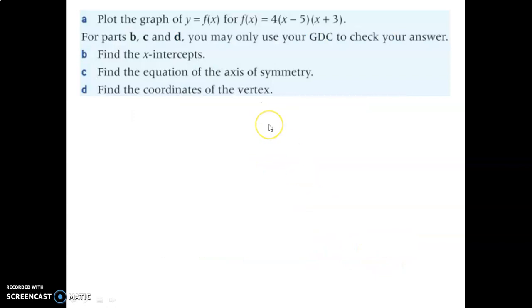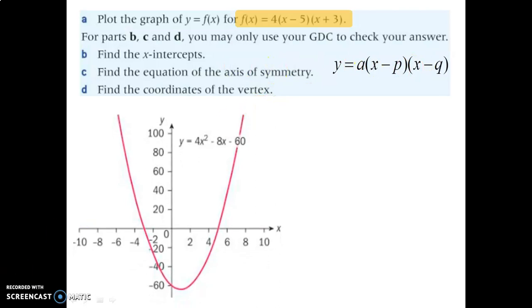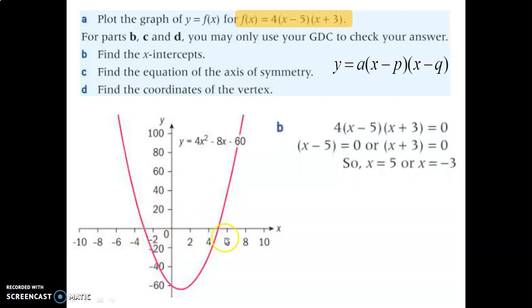So let's look at this one here. We're given a graph in intercept form. We can see it here. And for that we're going to find the x-intercepts. So we're given this intercept form. Here's the graph, and we can see the x-intercepts are here and here. How do we find them? We take this, and we've been talking about setting it equal to 0 to find the x-intercepts, right? So we set this equal to 0, and then we can solve each of those separately. x minus 5 can be 0, or x plus 3 can be 0. And when you solve those, you get x equals 5 and -3. And we can see that matches our 2 x-intercepts here.